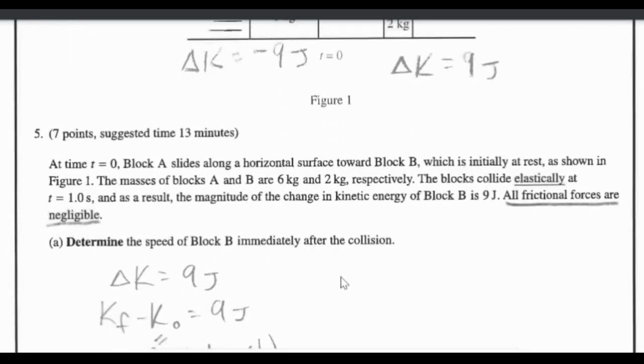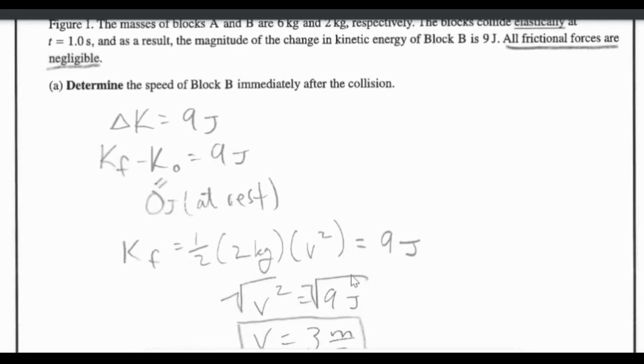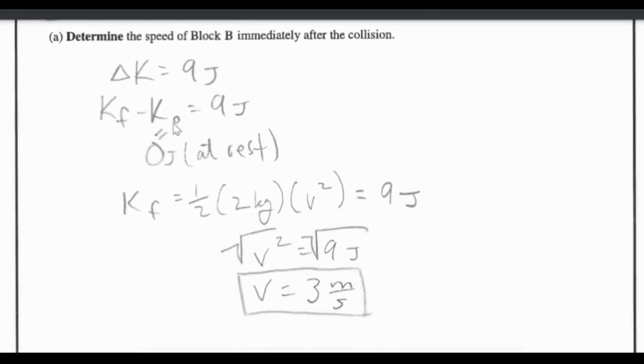So determine the speed of block B immediately after the collision. So block B was initially at rest. So basically the 9 joules equals the KF, so 1/2 mv squared, which comes out very nicely mathematically. 1/2 times 2 is just 1. So it's basically v squared equals 9 joules. Square root of 9 equals 3 meters per second. So hopefully that one was pretty simple for you.